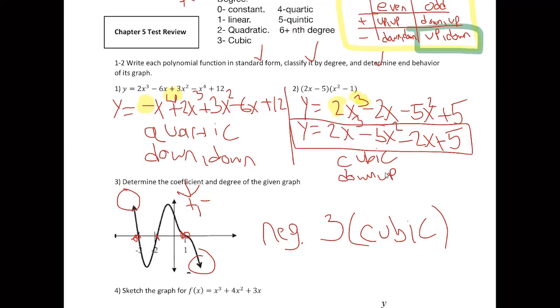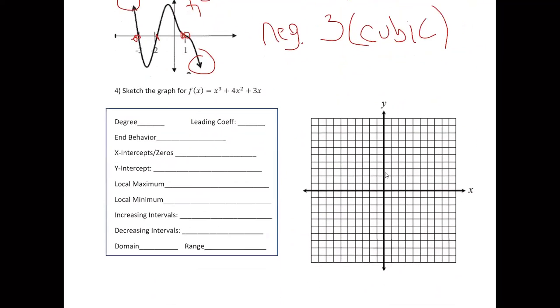All right, moving on. Question 4, we've got a lot going on in this question. I had to remake this question because the one in the review didn't really work out how I intended it to. But the first thing you want to do is find some basic information. Remember, your degree is your highest power. So this is a 3, or you could say the name, it's a cubic or third degree. I really don't have a preference.